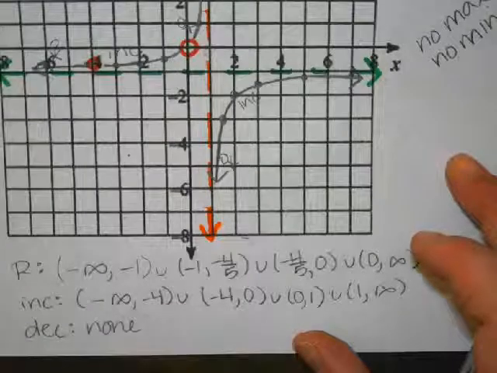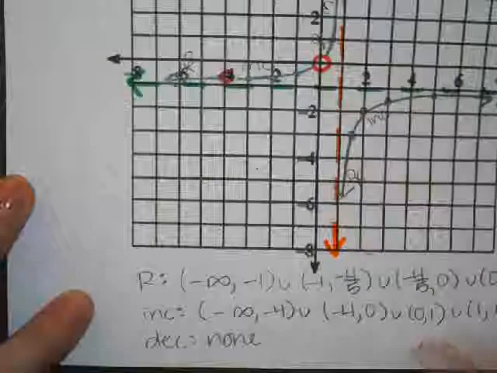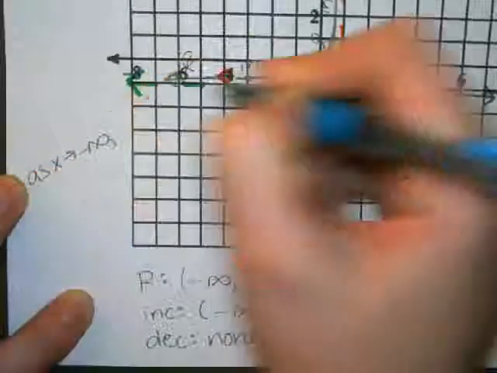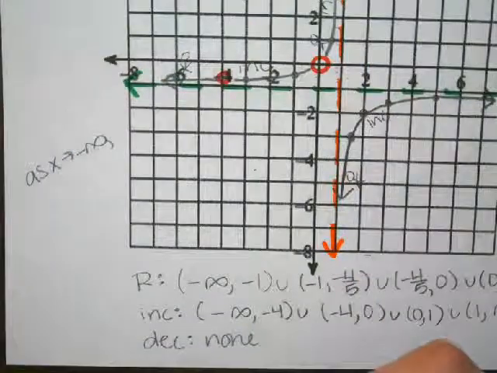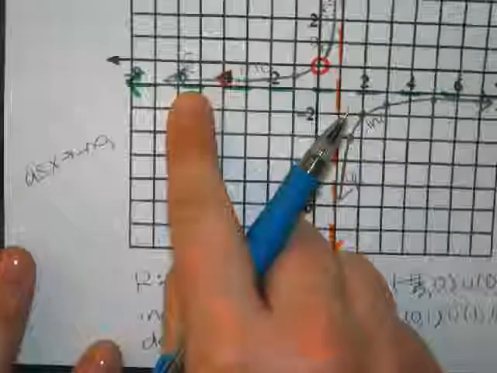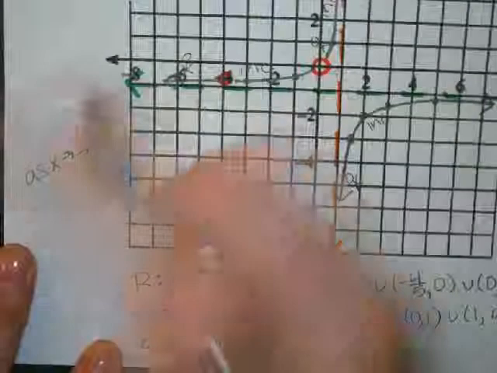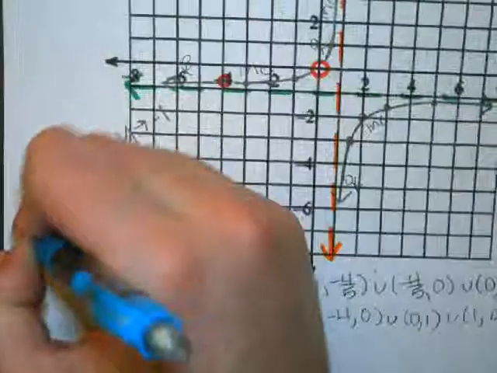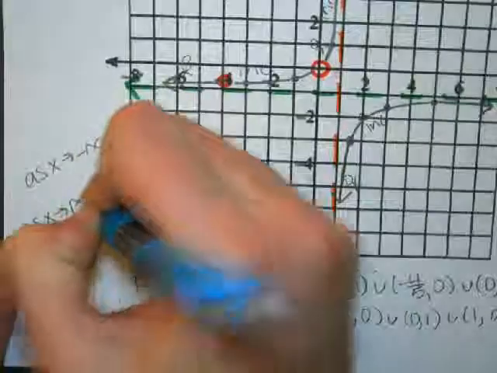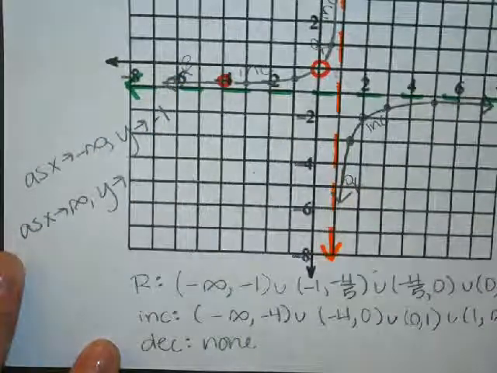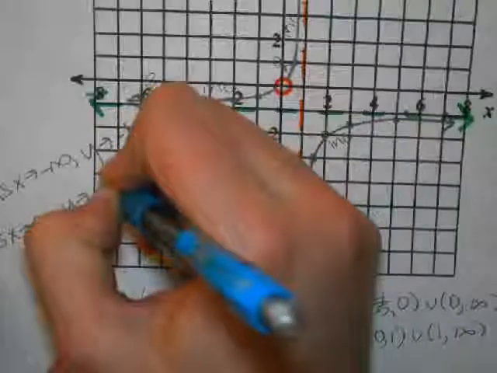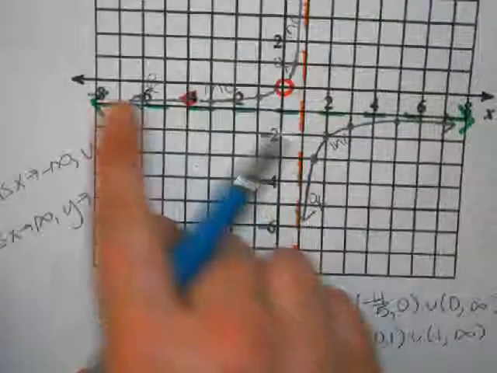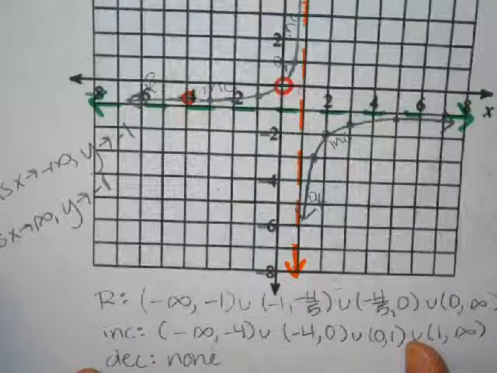Before we move on to our own problems, let's do end behavior. As x goes to the left forever, what does the y value go to? Negative 1, and that's because we have a horizontal asymptote. It just follows the horizontal asymptote forever. So y goes to negative 1. As x goes to the right forever, y goes to negative 1. So negative 1, negative 1. Those horizontal asymptotes are what it goes to.